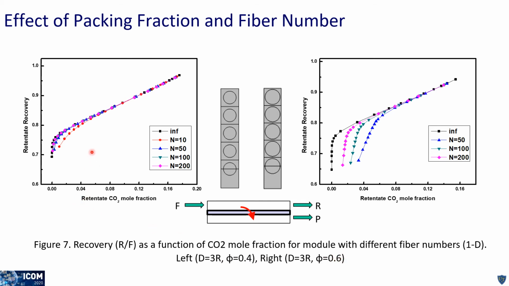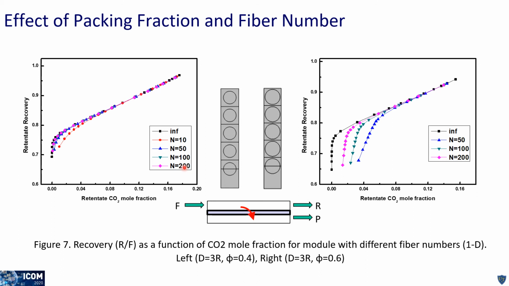In each case, there are several lines shown. The line labeled infinity, the squares here, represent what we would expect through a uniformly packed bundle in which there's no effect of poor packing adjacent to the case. And then we compare that to the calculated performance that we would get for different numbers of fibers adjacent to the fiber wall that form our rectangular bundle here, ranging from 10 to 200.